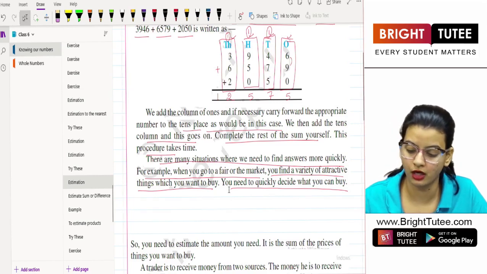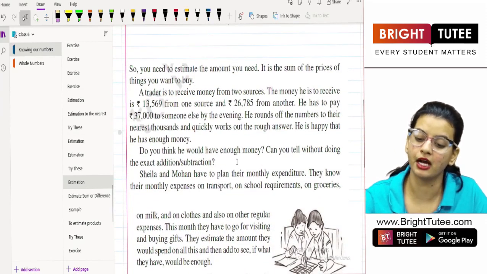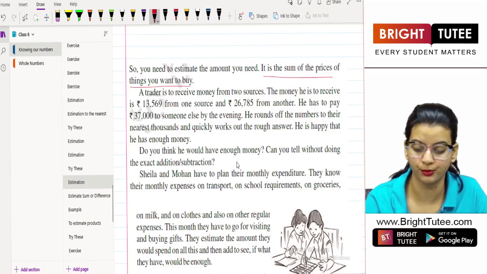So when you go to a fair or a market, you quickly want to decide what all things you want to buy. So you need to estimate the amount you need. It is the sum of the prices of things you want to buy, okay?